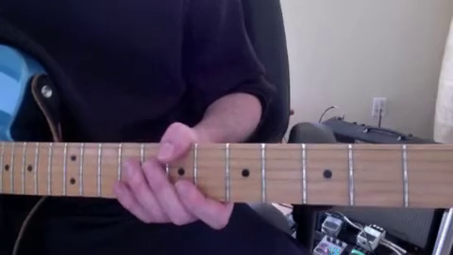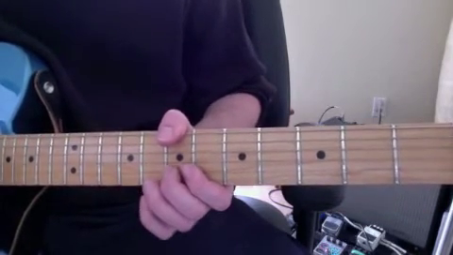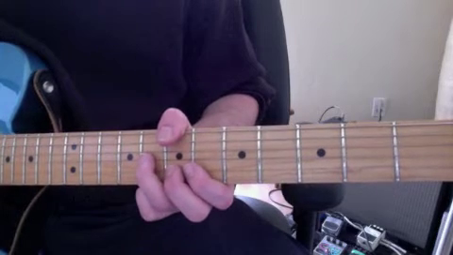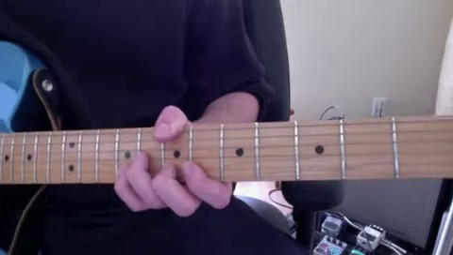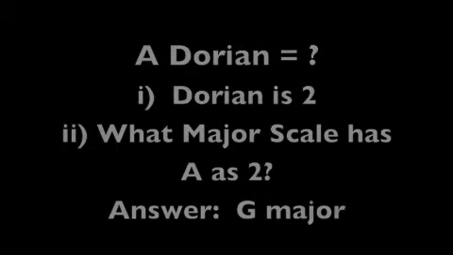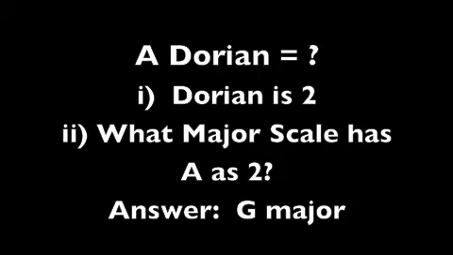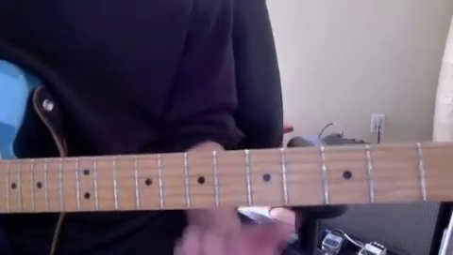So here's the order of modes and how to make use of them. The order of modes is what's known as Ionian, Dorian, Phrygian, Lydian, Mixolydian, Aeolian, and Locrian. Come up with a mnemonic. I've got a silly one. All right, so that's one way to make use of modes.